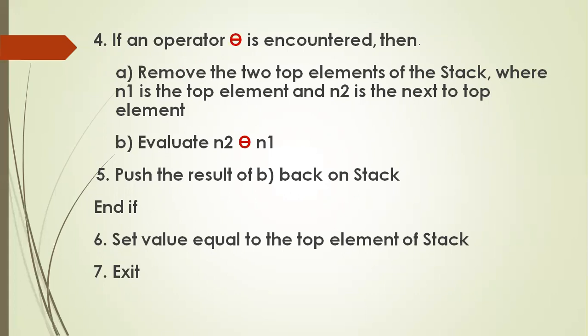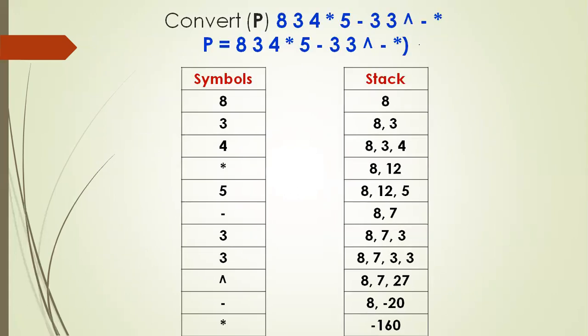In order to understand this algorithm better, take one simple example, then we will see how it works. Convert the expression 8, 3, 4, star, 5, minus, 3, 3, power, minus, star. Here you can see the operator is present after the operands. Initially we have the operands, then some operator, then again operands. So definitely this expression is a postfix expression.